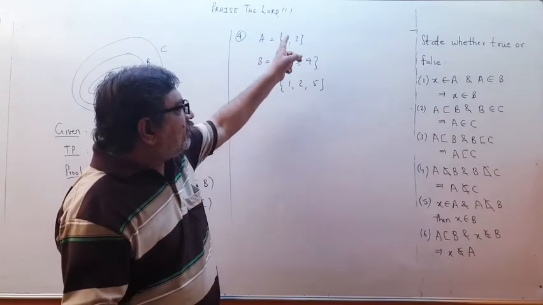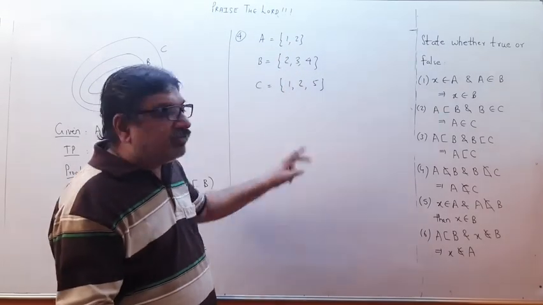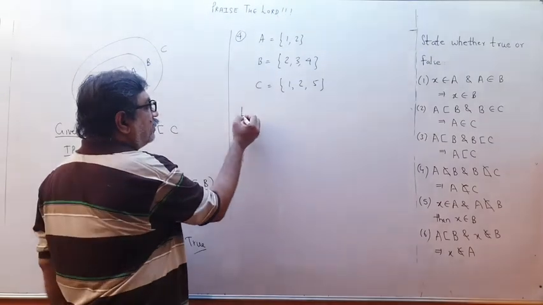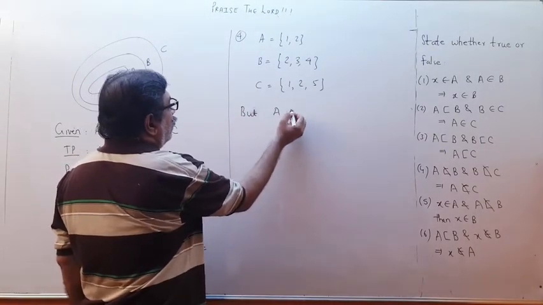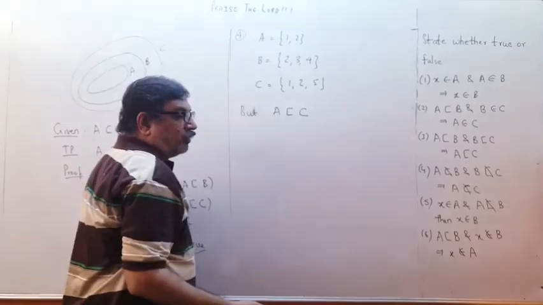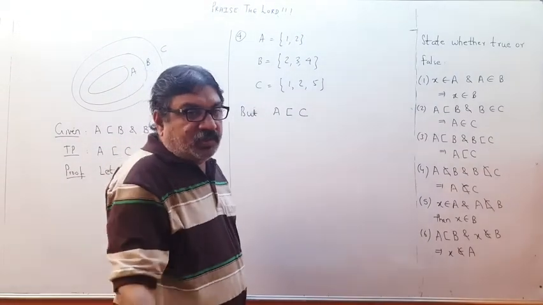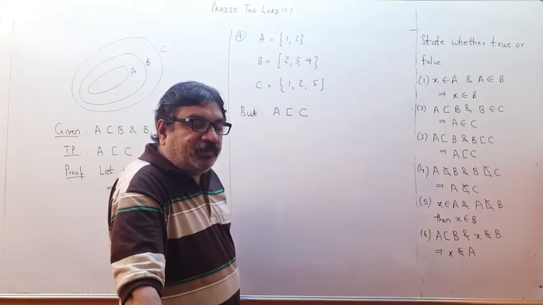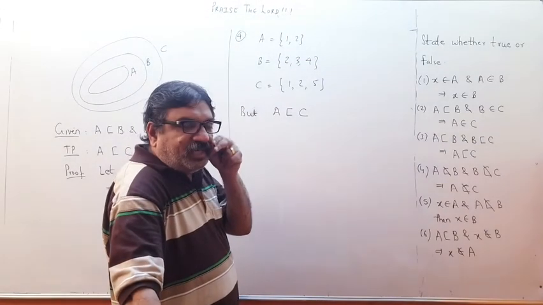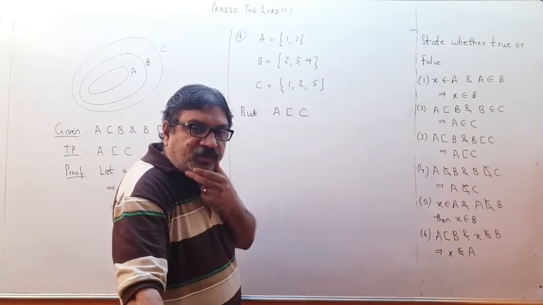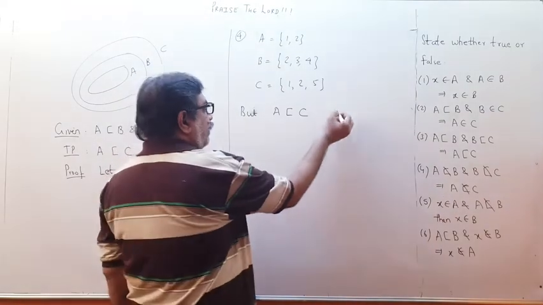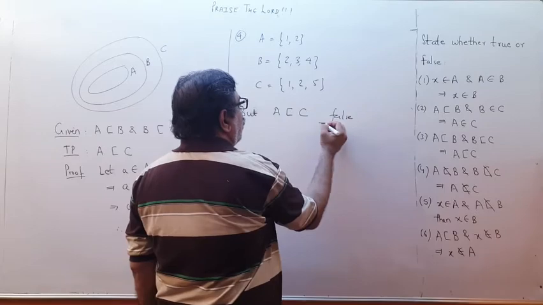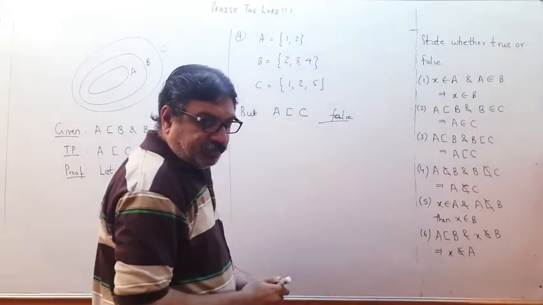So A is not subset of B and B is not subset of C. But I can find A is subset of C. All elements of A are in C. So it is found A subset of C. So by counter example I proved that if I take three sets A, B, C in such a way that A is not subset of B and B is not subset of C, still I can have A subset of C. So therefore the statement is found to be false by the method of counter example.